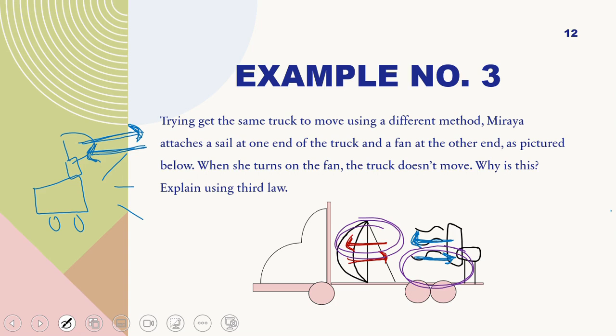So we can see then that the air pushing the fan and the air pushing the sail exert two forces equal in magnitude but opposite in direction upon our system. Thus, the truck has no net force on it and stays in place when the fan is turned on because all the forces are balanced.